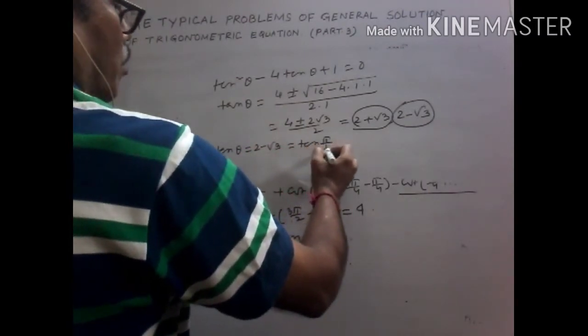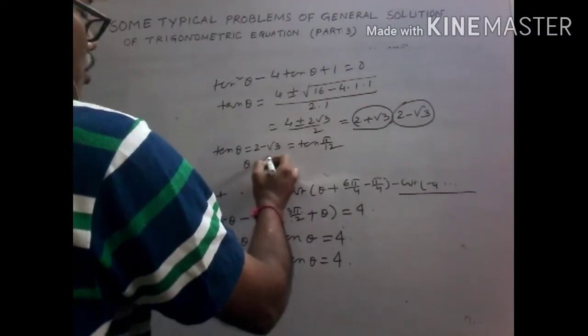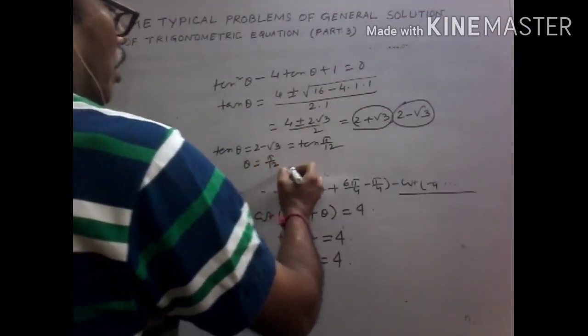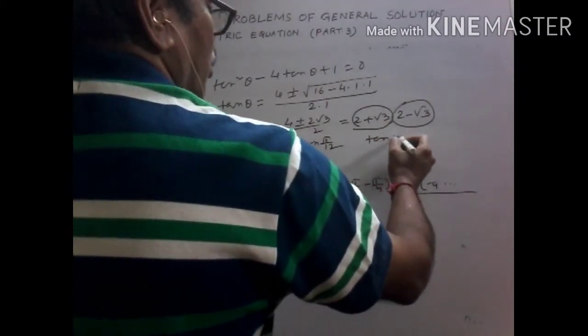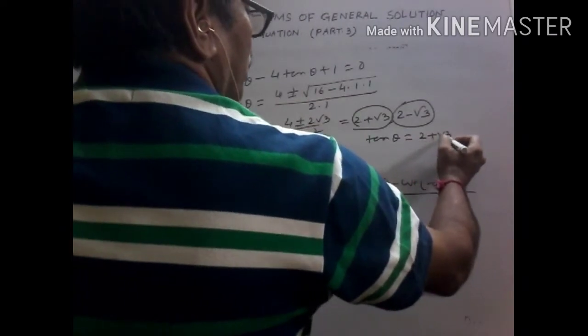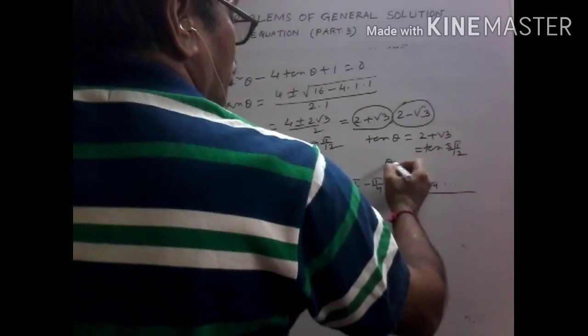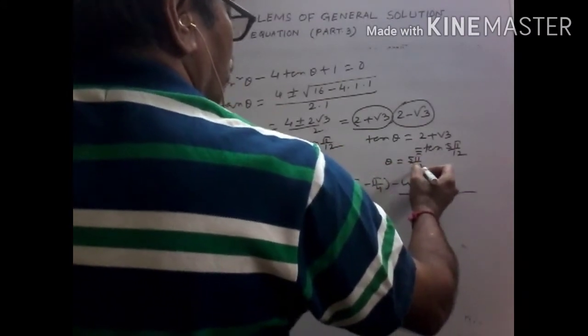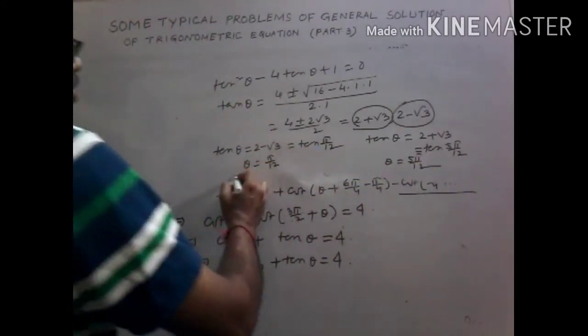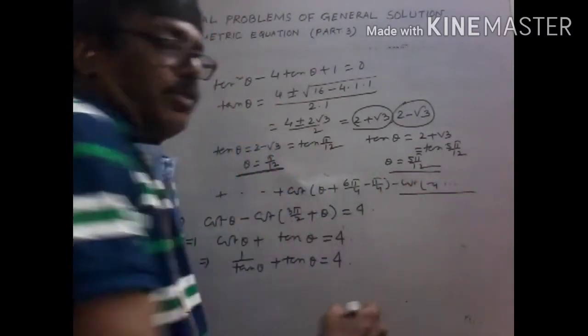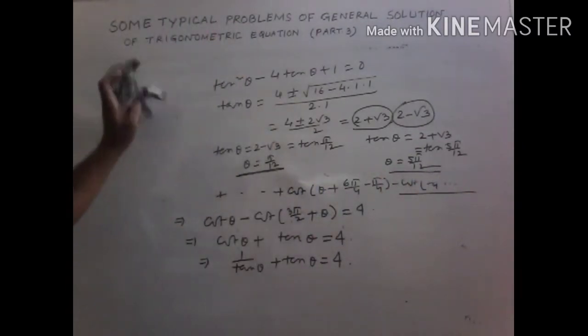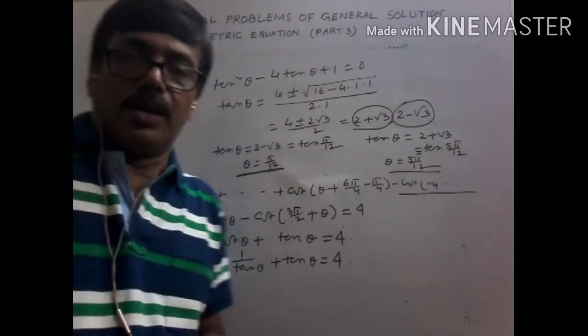So tan π/12, 15 degrees, so θ equals π/12. And tan θ equals 2 + √3, which is tan 75, so θ equals 5π/12. So θ belongs to 0 to π/2. This is a very typical problem.